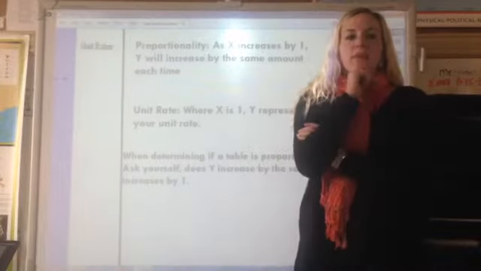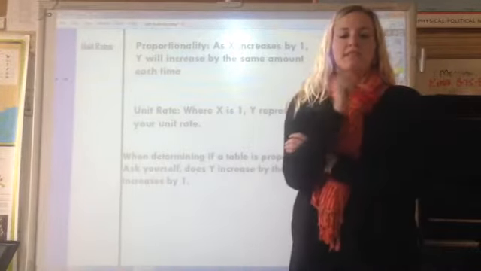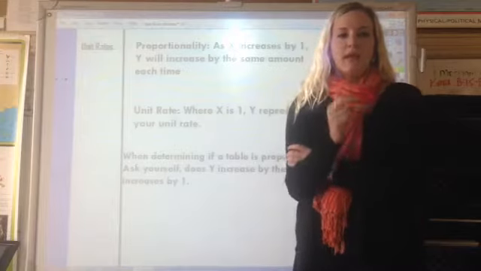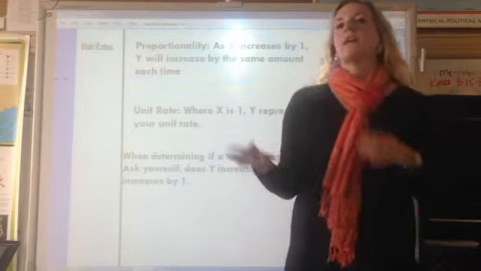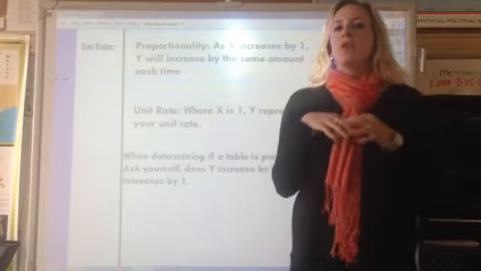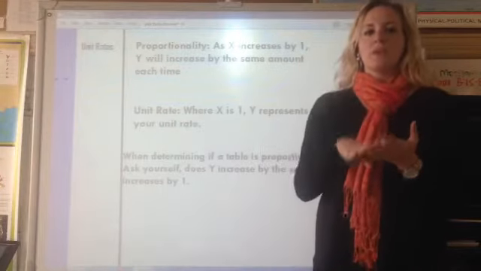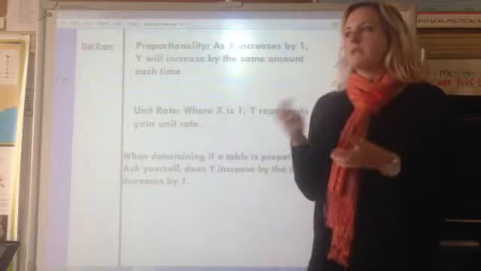Hey seniors, today we're going to transition from solving systems of equations into unit rate. Before we get into constants and slopes and all that stuff, we really need to spend a day reviewing unit rate and what proportionality means. So let's go ahead and jump in.